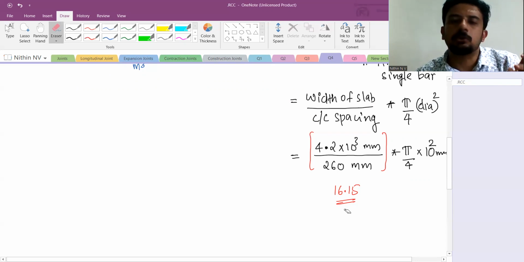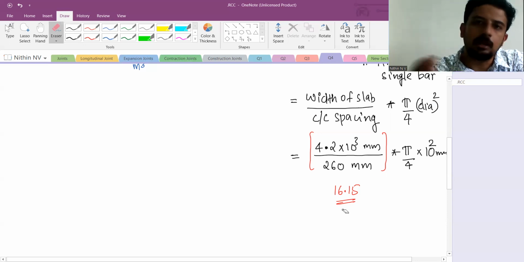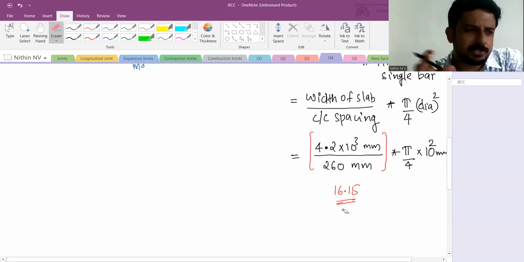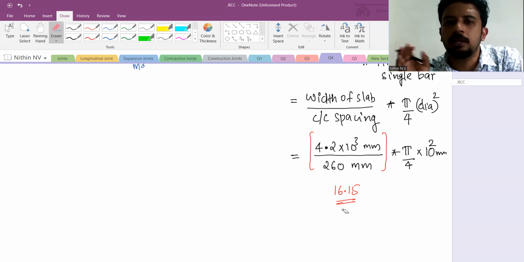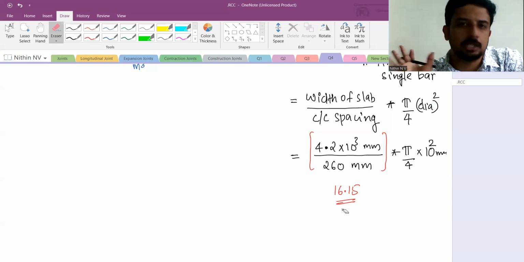Suppose you want to give 17, then what is going to happen? The spacing is going to reduce, right? So maybe some extra steel you may have to provide. So these confusions or problems will be happening. So practically we'll try to change the other properties or other dimensions, and then finally we'll compensate this change.